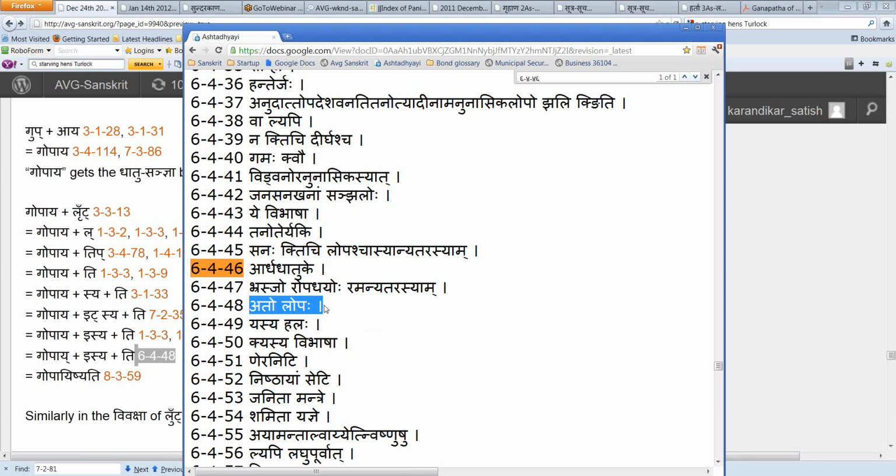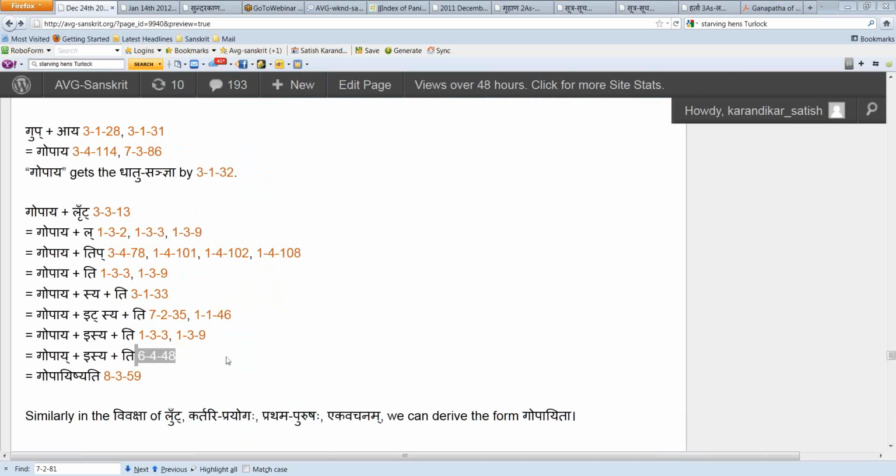Anytime you want to do any adeshaha, any substitution, including lopaha, which is substitution by zero, always think of 1.1.52, 53, 54, 55, the sutra chatushtayam. And the first one is alontyasya. So the ending akara takes lopaha by ato lopaha because we have the pratyaya isya.